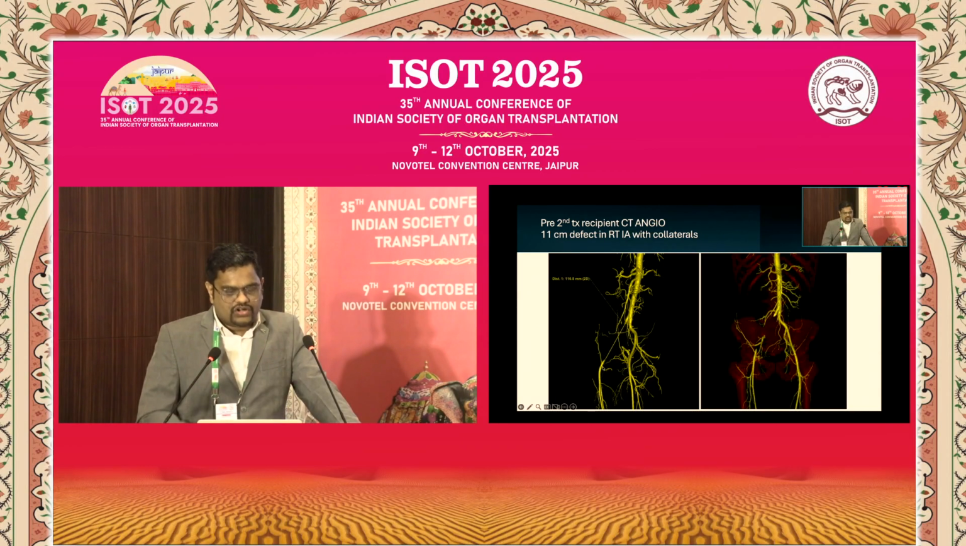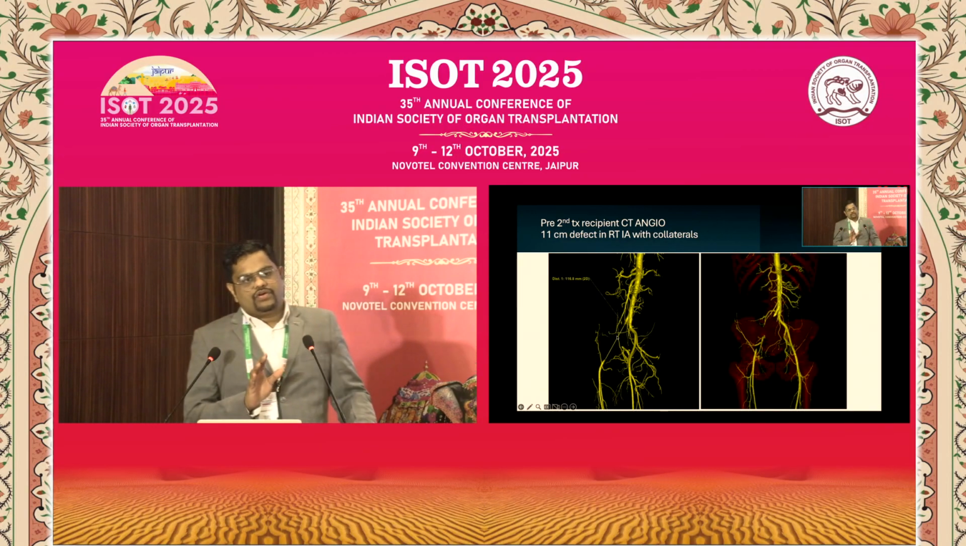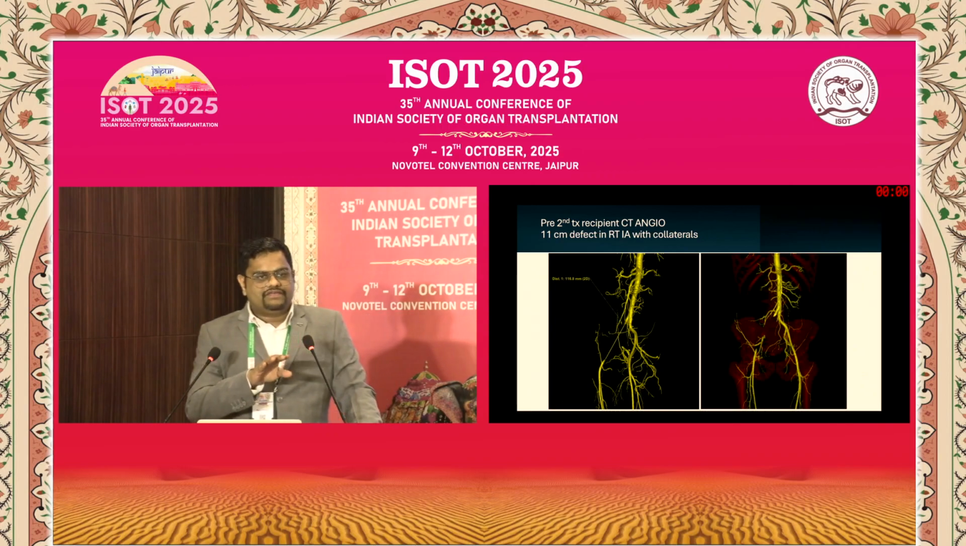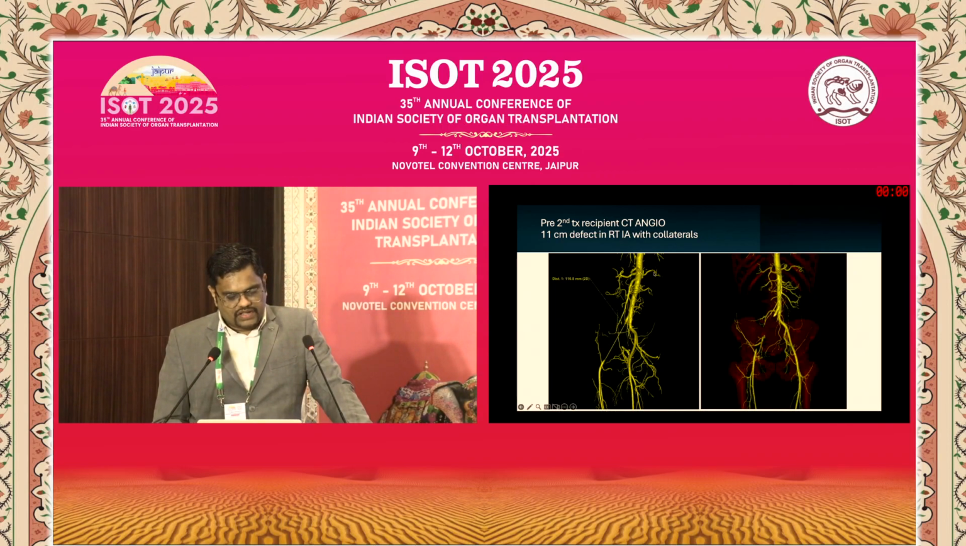But luckily, because of collaterals, there is no distal devascularization of the limb. That is why the limb was not at stake, but we thought that this patient in future may require an axillofemoral bypass, and that is why we did not want to implant the kidney in the left iliac fossa, and that is why we took a decision of doing it in the left orthotopic location.